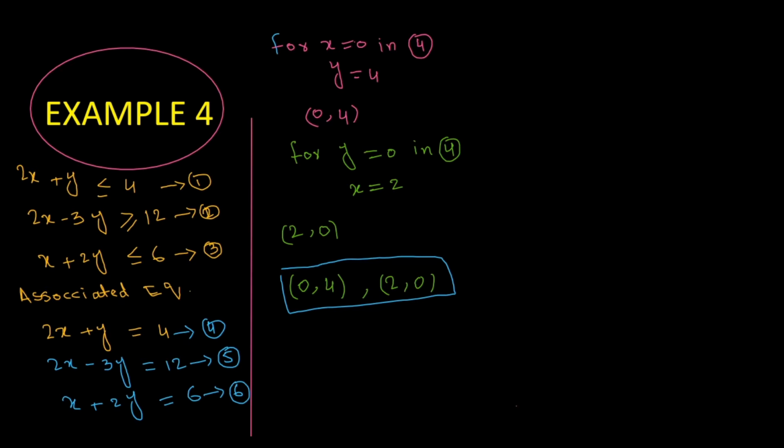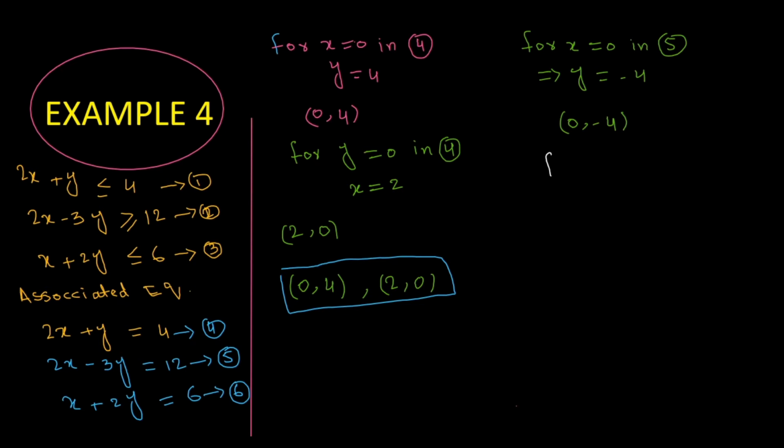Now we will take equation 5. For x equal to 0, we put it in equation 5. When we put x equal to 0, 2x is equal to 0, and minus 3y is equal to 12, which means that y is equal to minus 4. So our point is (0, -4).